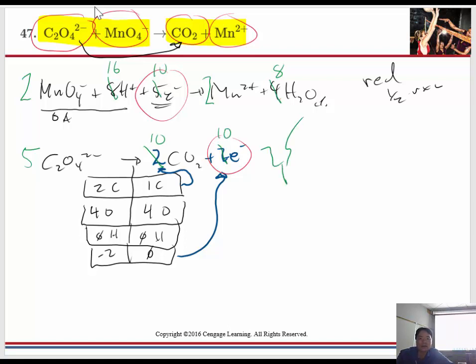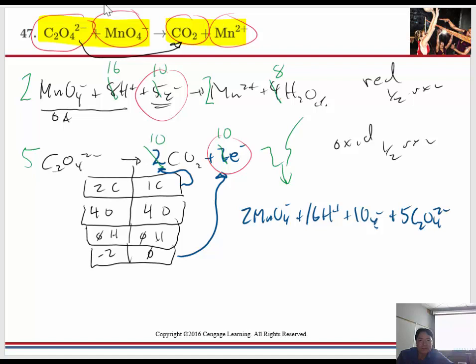And then what we're going to do is we're going to combine these two. And so when we combine those two, we end up with 2 permanganates plus 16H+ plus 10 electrons. Okay, that's the reactants from the reduction half reaction. And then let's look at the reactants from the oxidation half reaction, which would be 5 oxalates. And so plus 5 oxalates, C2O4 2-. This is going to produce, now let's combine the products. The products are going to be 2 Mn2+, 8 H2O liquids, plus 10 CO2, plus 10 electrons.